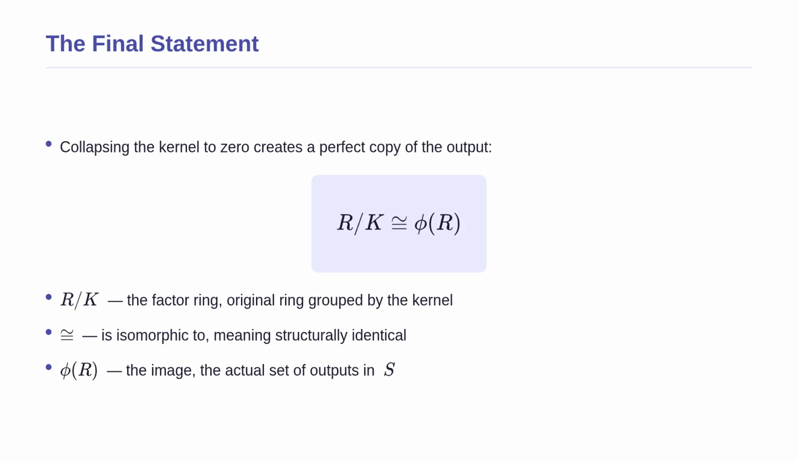Now we can state the first isomorphism theorem itself. The formula shows R divided by K is isomorphic to the image of R under phi. Here, R over K represents the factor ring, which is the original ring grouped by the kernel. The equal sign with a wave over it means is isomorphic to, which translates to is structurally identical to. Finally, the image of R is the actual set of outputs produced by the function inside S. The formula tells us that collapsing the kernel to zero creates a perfect copy of the function's output.